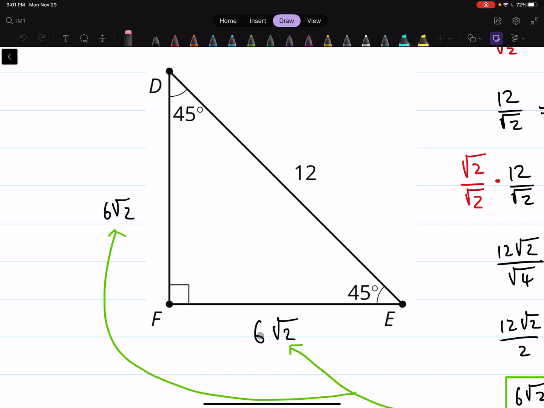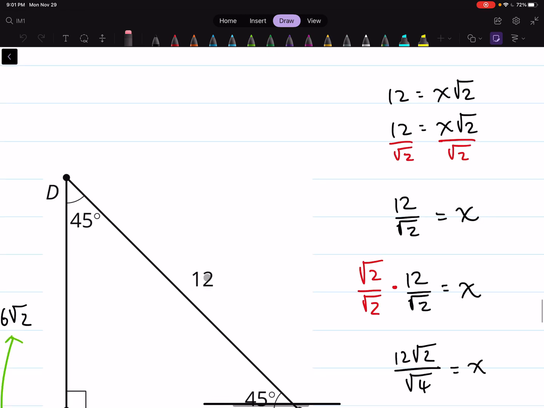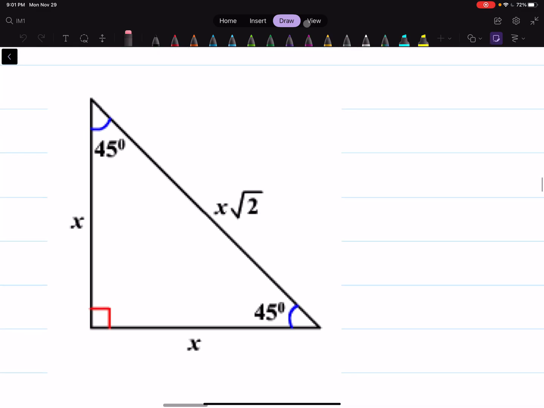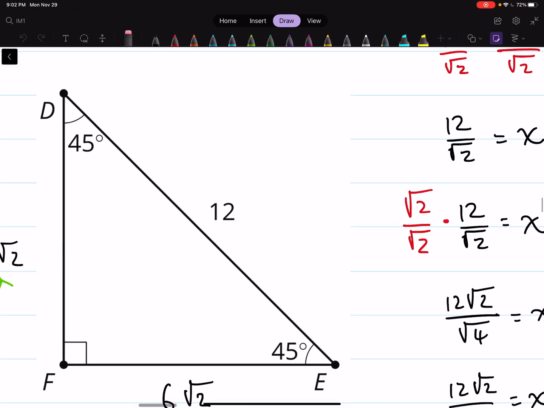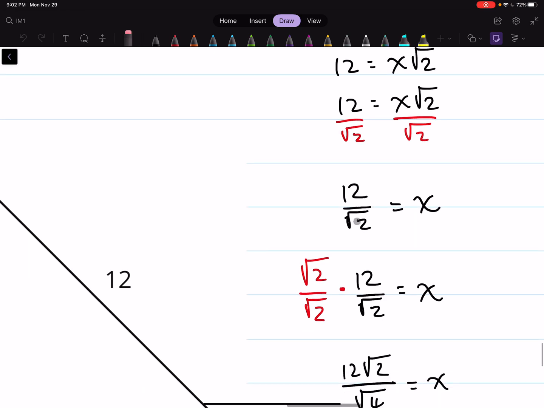Okay, so I'm assuming that you tried to solve for this, and let's now talk about how we got 6 square root of 2. As you can see, this side right here, the hypotenuse, represents x square root of 2, going back to the conjecture. So the hypotenuse 12 is x square root of 2. Divide the square root of 2 on both sides, voila, and then we got 12 over square root of 2.